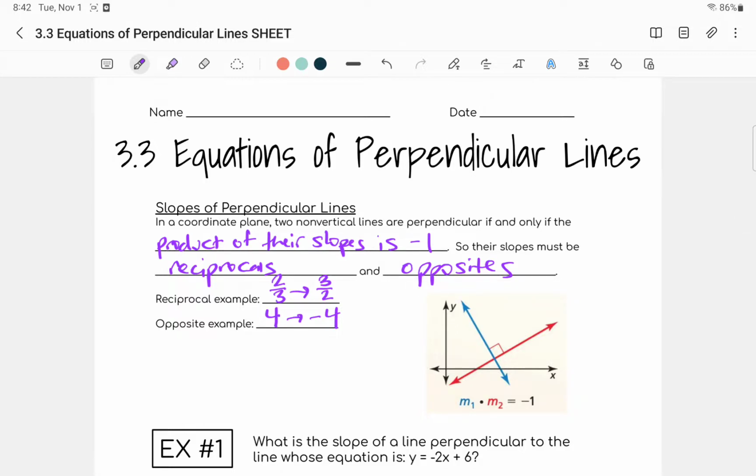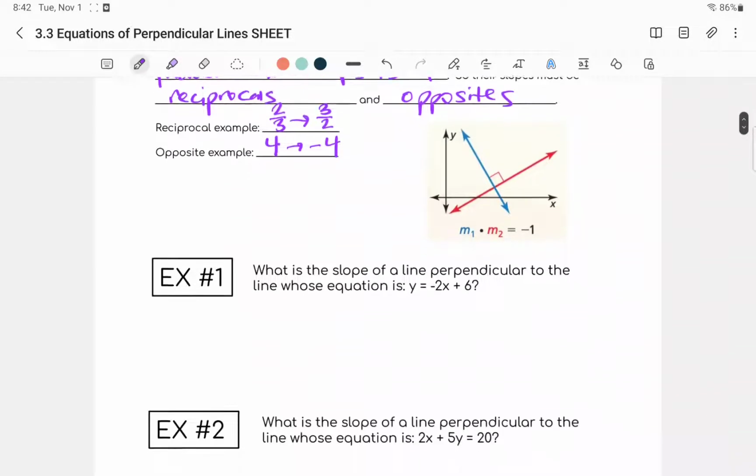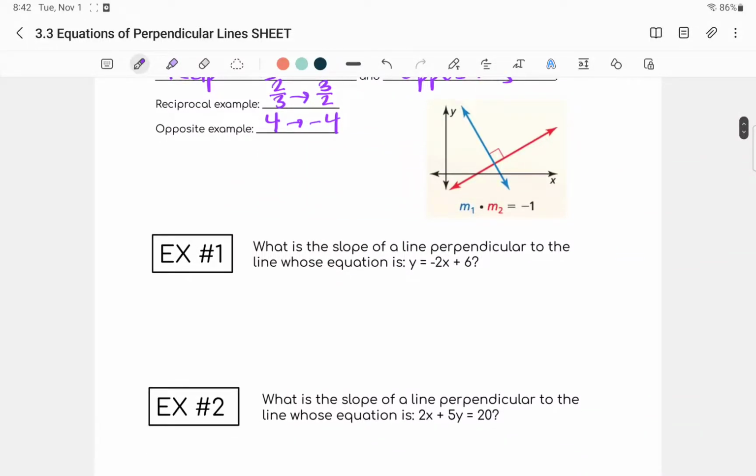So let's look at example number 1. What is the slope of a line perpendicular to the line whose equation is y equals -2x plus 6? So first we have to identify the slope of this equation. And just to remind you, slope-intercept form is y equals mx plus b, where m, my coefficient, the number in front of the x, is the slope. So of this equation, our slope is -2. So we need the reciprocal and the opposite of -2.